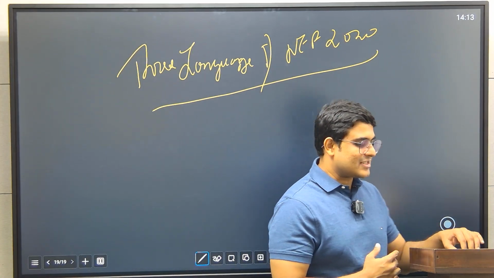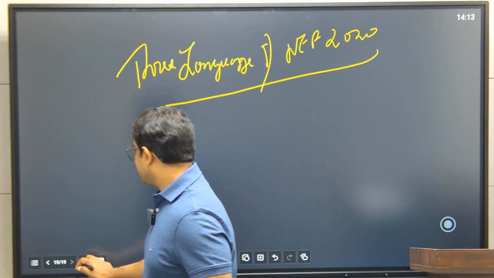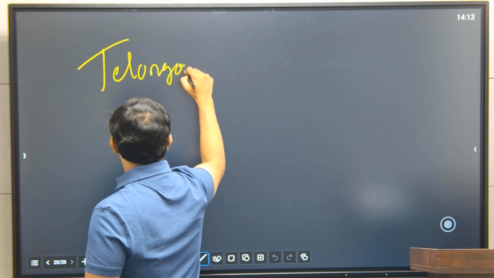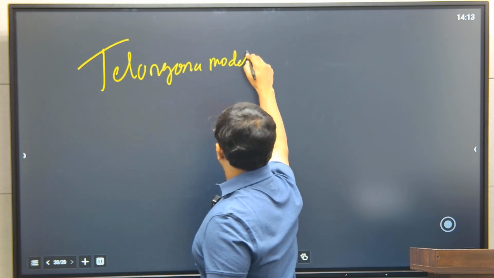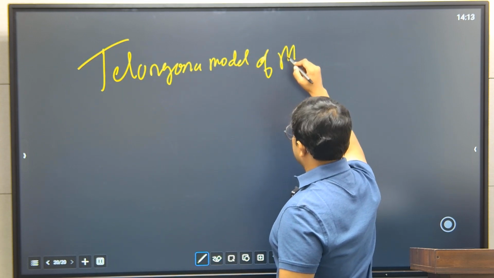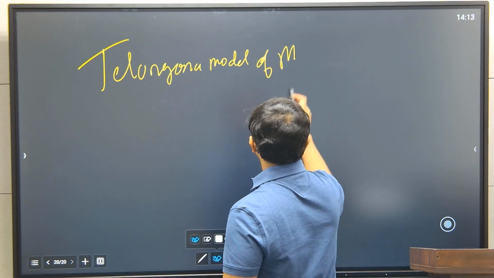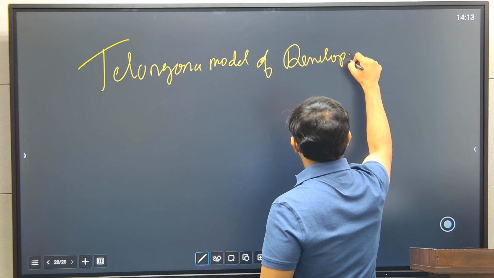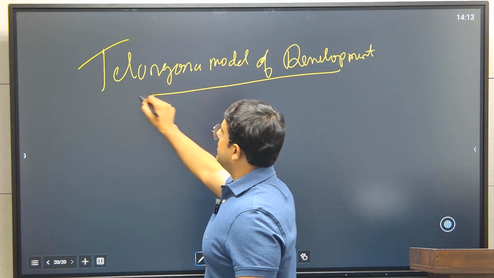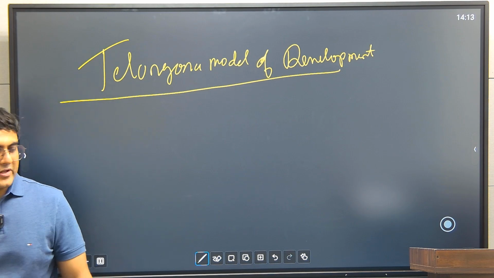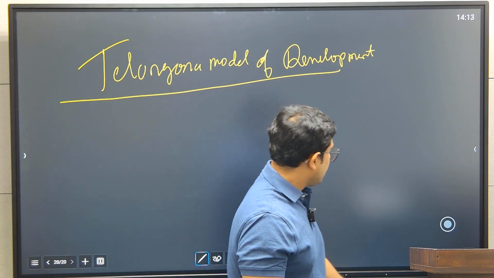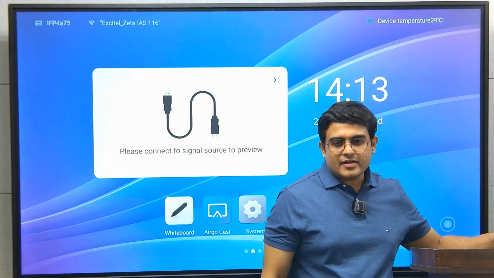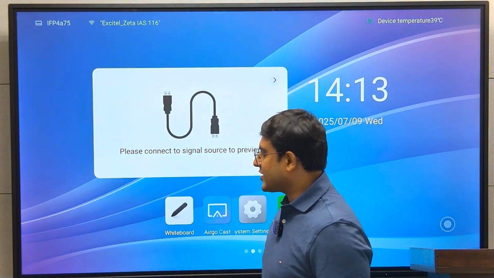Let's move to the next topic of our discussion, the Telangana model of development. Now, what is this Telangana model of development? Let's hear from the mouth of the Chief Minister of Telangana himself.